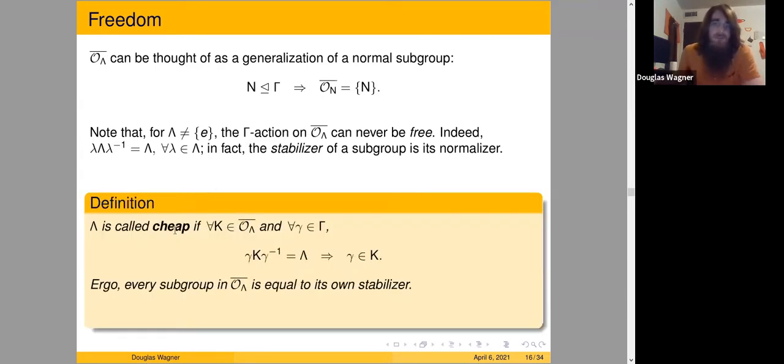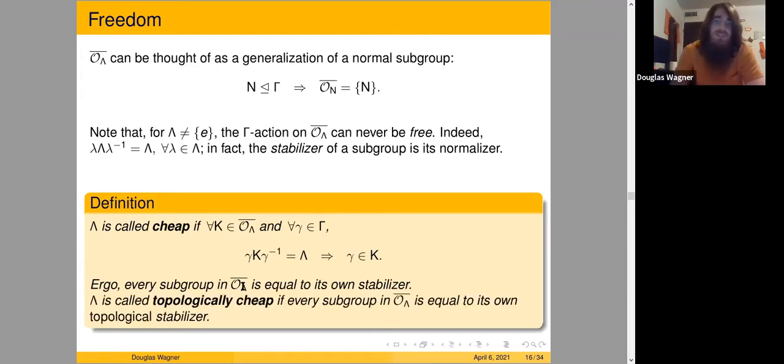Instead of free, we'll call this cheap. And it means that every subgroup in the orbit closure is equal to its own stabilizer. This also leads to the definition of topologically cheap, where every subgroup is equal to its own topological stabilizer. So this idea of cheapness is the same concept as genericity for a uniformly recurrent subgroup, or URS.